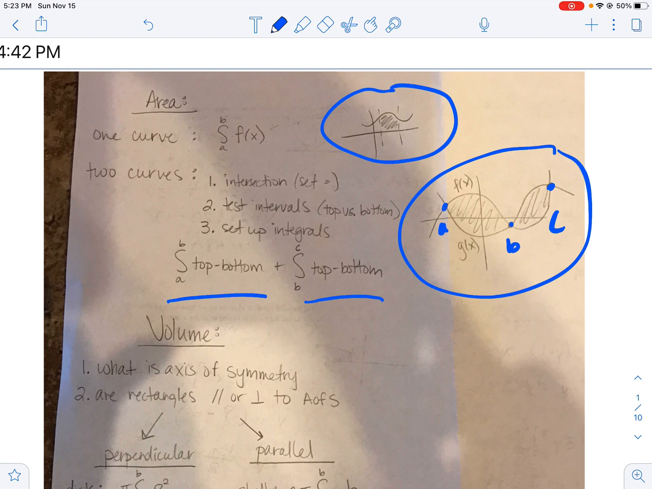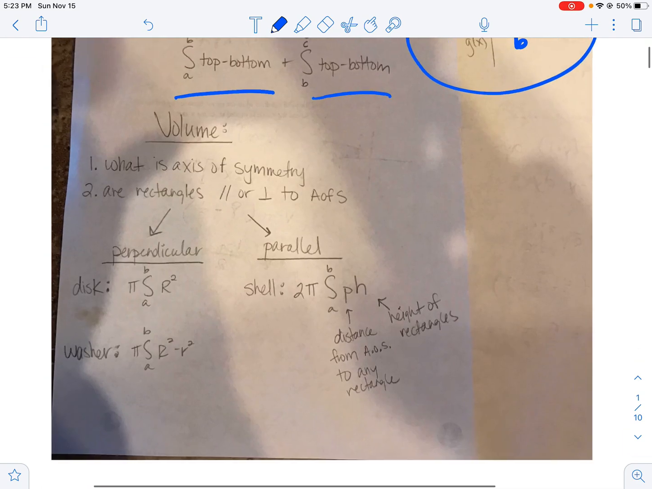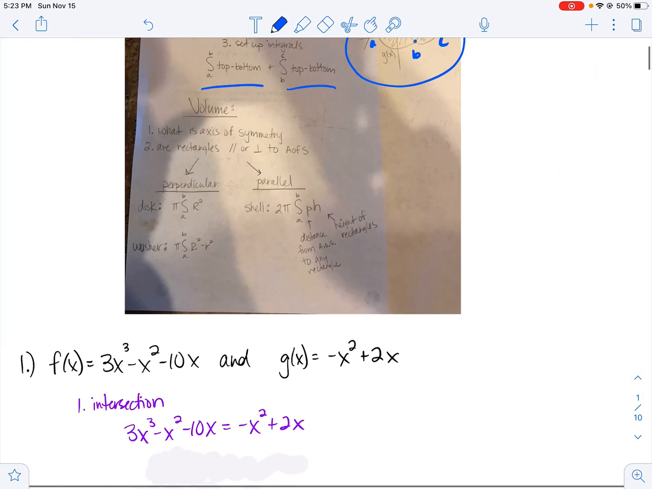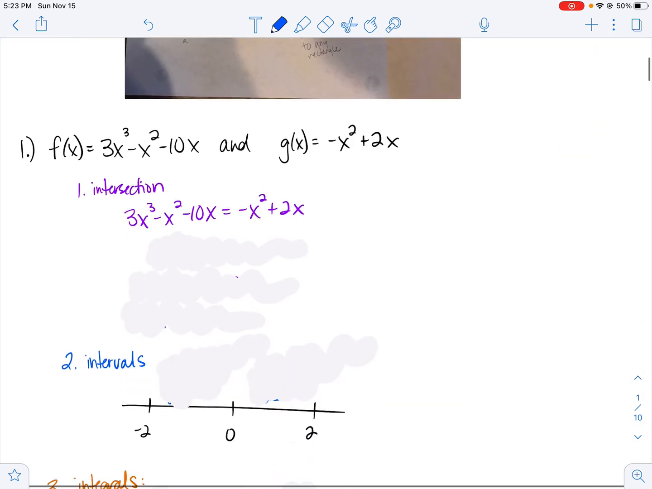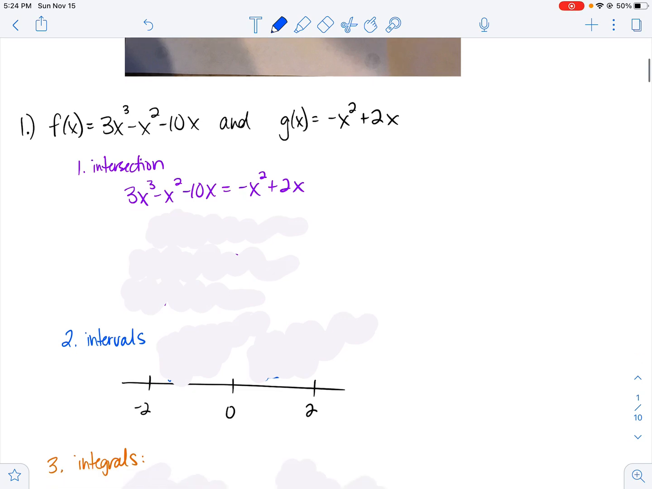So those are the two kind of things that we need to think about. Are we doing one curve or two curves? If we're doing two curves, then we need to make sure that we follow those 3 steps. So let me do a few problems on your review that talk about area first, and then we'll go back and talk about volume. So it looks like number 1, number 2, both have to deal with area, and then later on number 10 and number 15, and we'll talk about that when we look at the calculator.